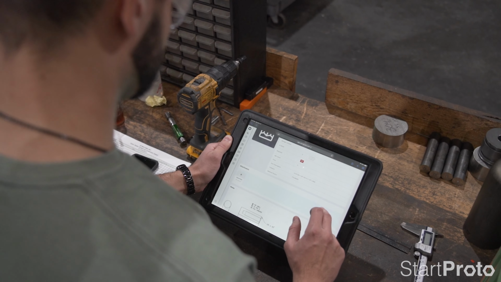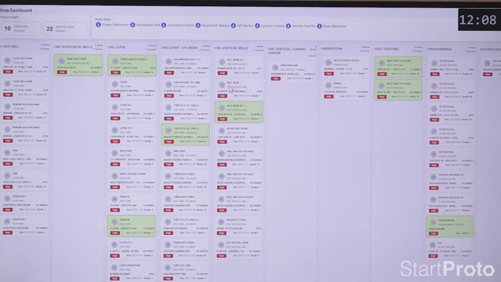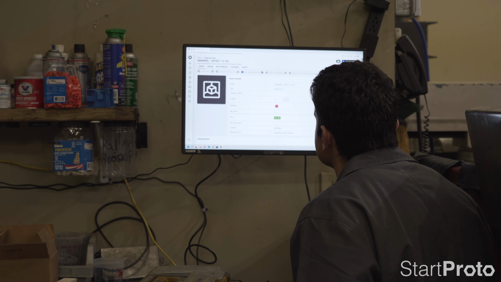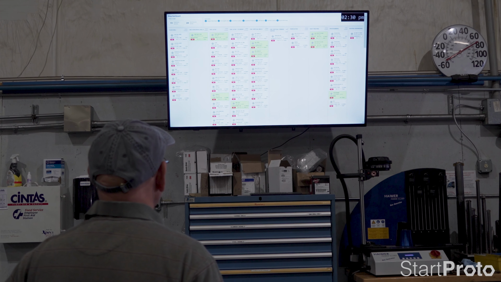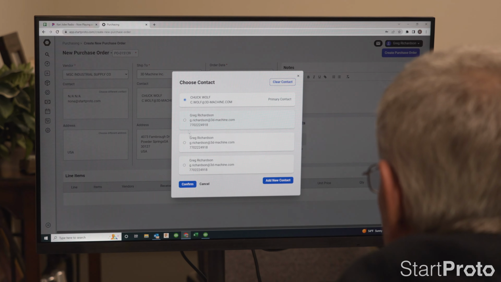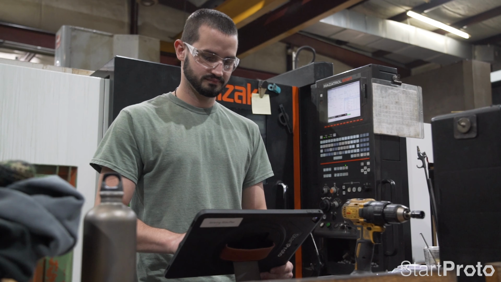Now we can look at the overall picture, decide what's the most important part that needs to get run right now, and then put the next most important part up there. They can all see everything that's going on, whether programming's done, material's been ordered, received, all of that, and they can follow it all the way through by just looking at their iPad.